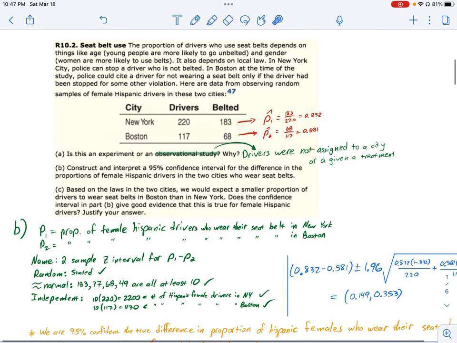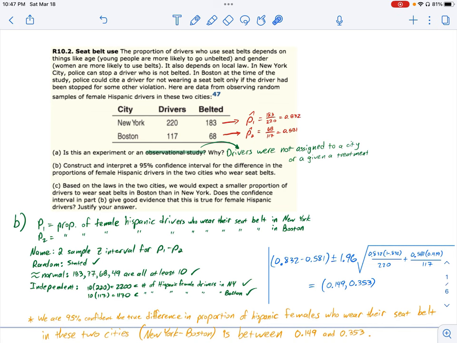Number two, this is about seat belts. Apparently, they've chosen drivers. What is this one again? Sorry, I filled out the key and now I forgot. Oh, yes, this is drivers in New York versus Boston. They picked female Hispanic drivers for this study for some purpose. I'm not quite sure why. And they recorded how many of them wore their seatbelt. So, is this an experiment or observational study?